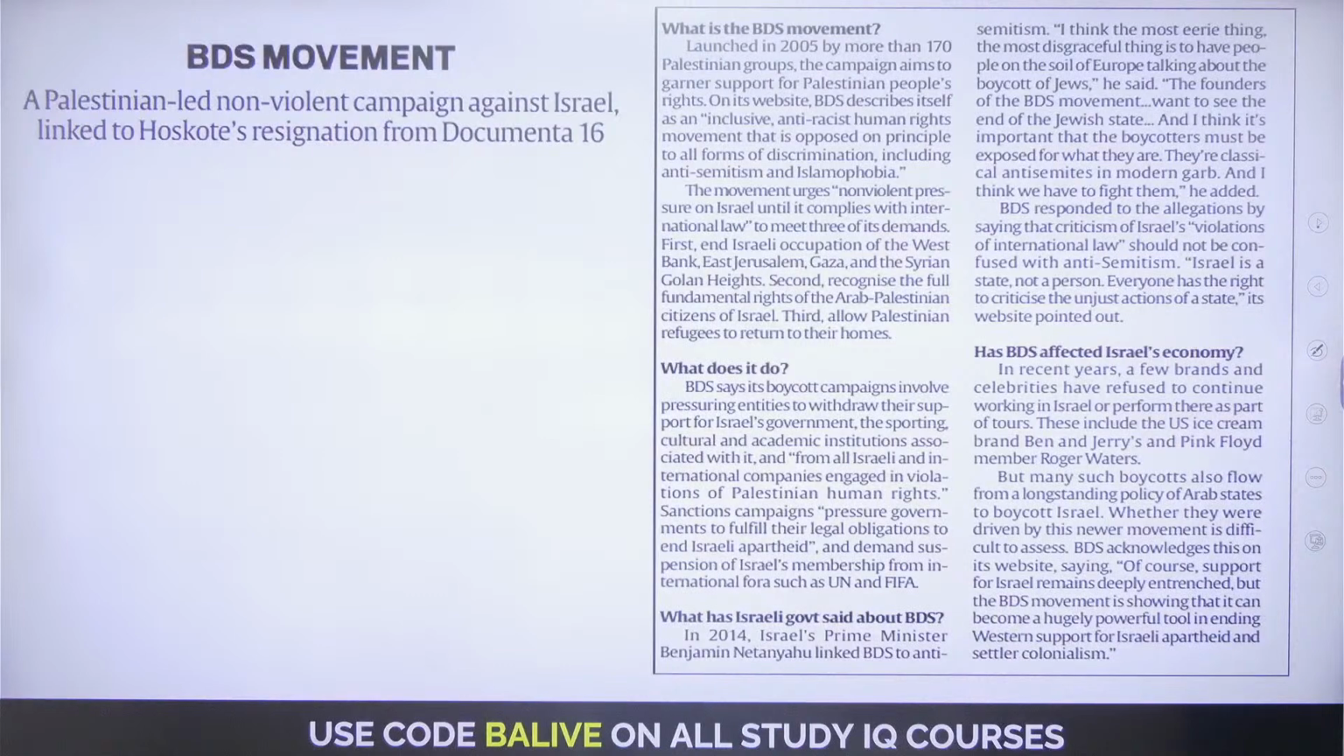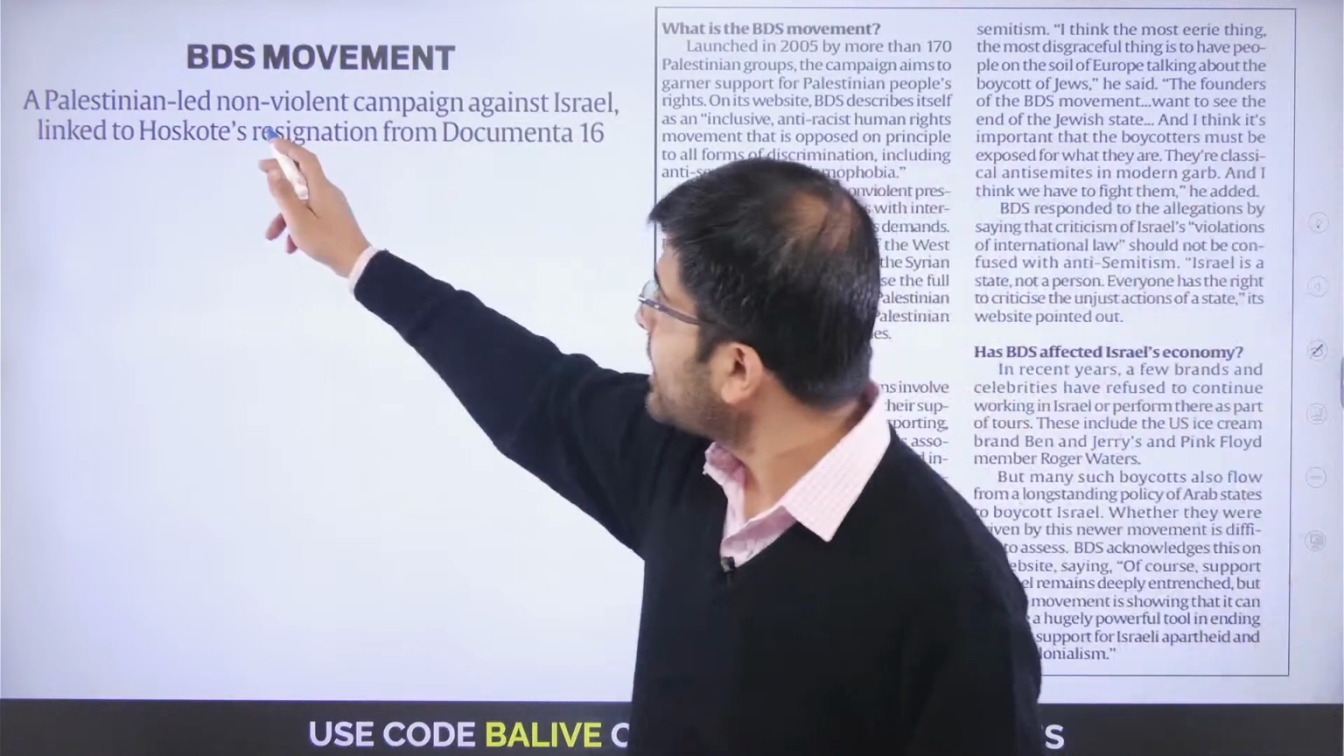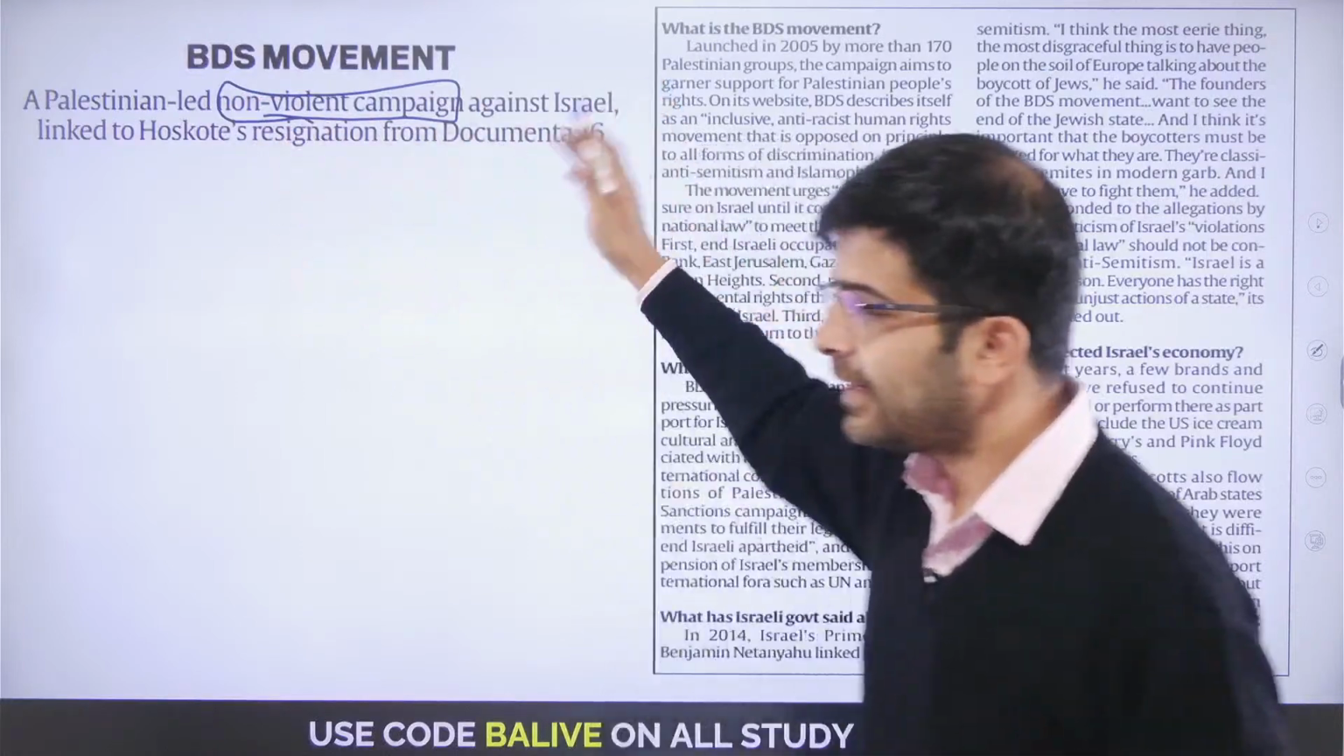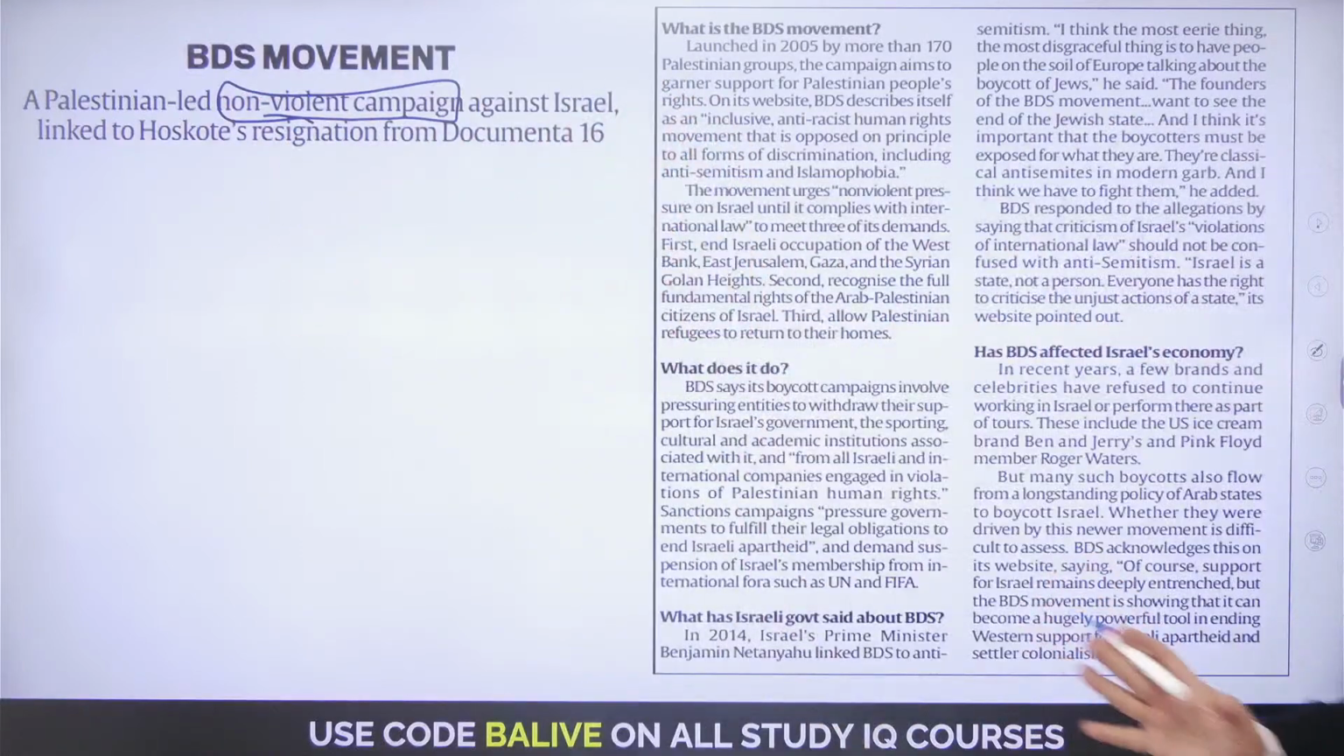Okay. So the BDS movement now. Agenda number one. Now let's understand. It's a Palestinian-led non-violent campaign against Israel, and it is linked to a particular event recently that is not of much importance to us. But let's understand exactly what the BDS movement is.